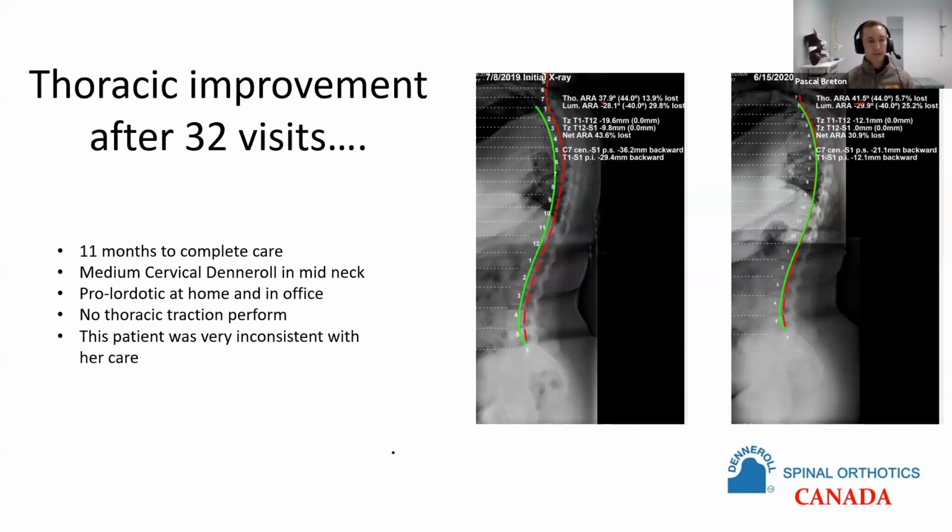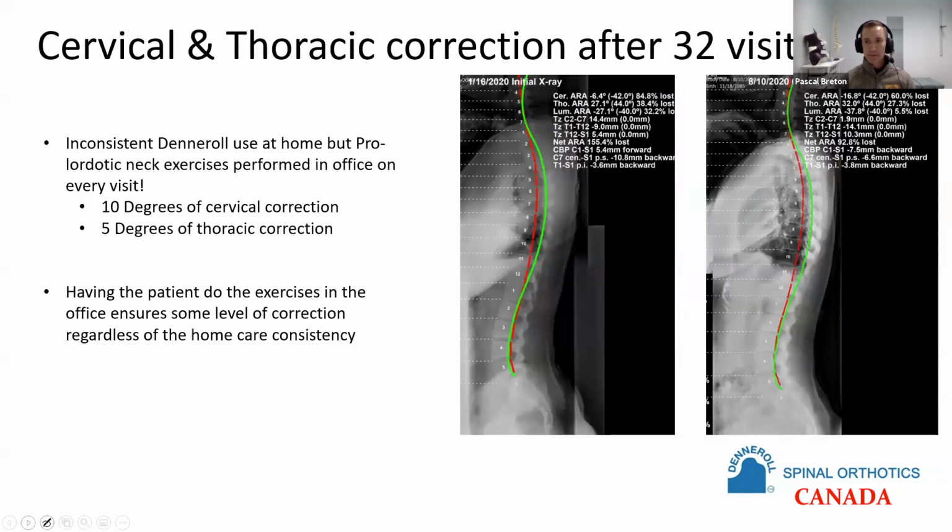Now I'll show you one that's a little bit better change, or even a little bit flatter. So this lady now had 27 degrees, a 38% loss, so a larger loss. And she was another one who, Flato told me, was not good with her home dental roll at all. This was almost entirely Pro-Lordotic change, but she did her Pro-Lordotic consistently after all of her adjustments. And after 32 visits, we have 10 degrees of cervical curve correction and 5 degrees of thoracic correction. So post, she went from 27 degrees to start, and she's now 32 degrees.